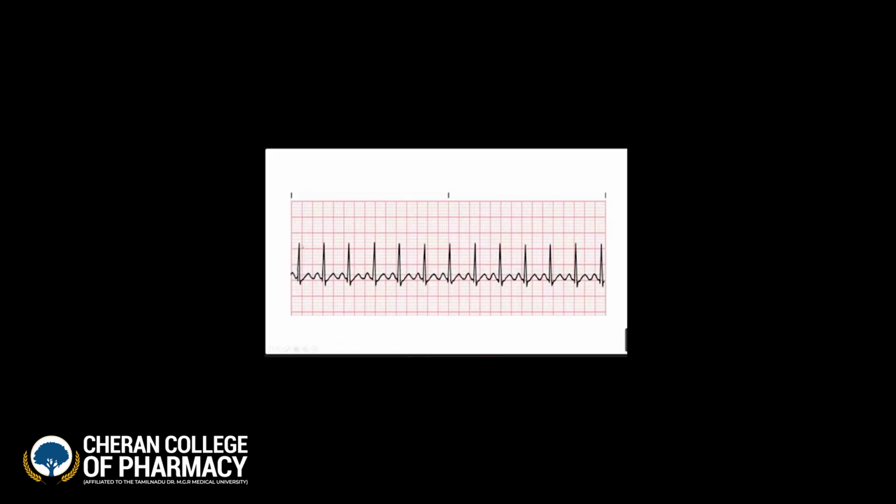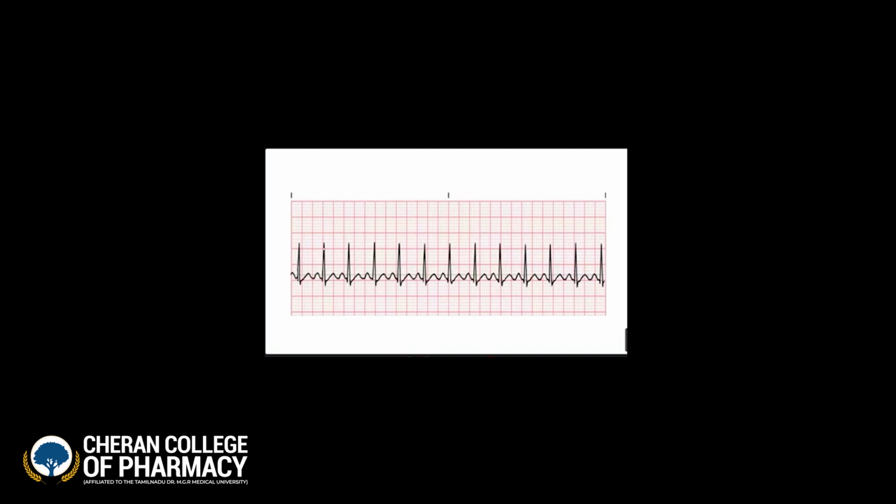What is the answer? R to R wave interval: 1 small square, 1 plus 5, 6. See, 1, 2, 3, 4, 5, 6, 7, 8, 9, 10, 11. So there are a total of 11 small squares. So 1500 divided by 11 is, what is the answer? 136. Okay, 136. So this is the patient's heart rate.